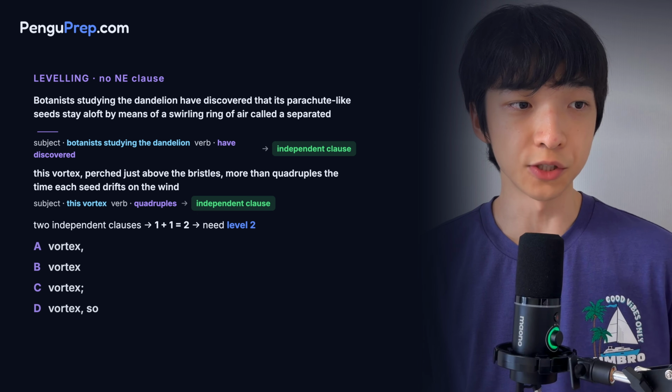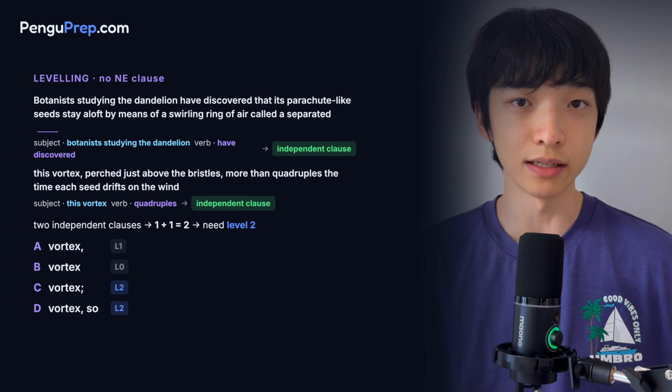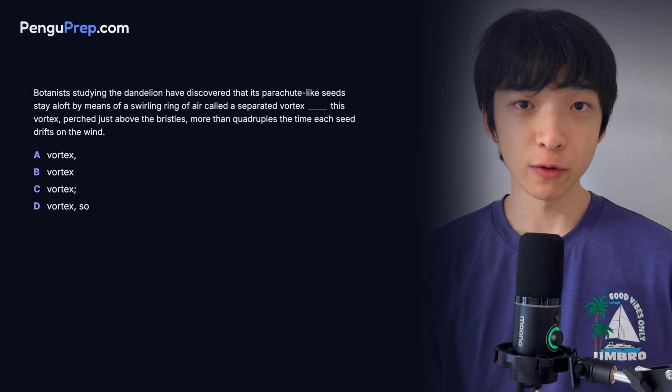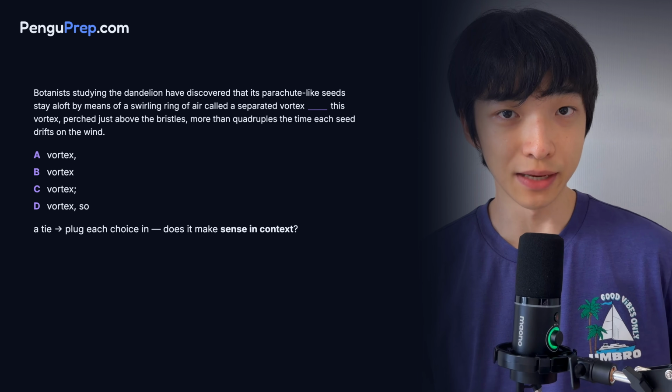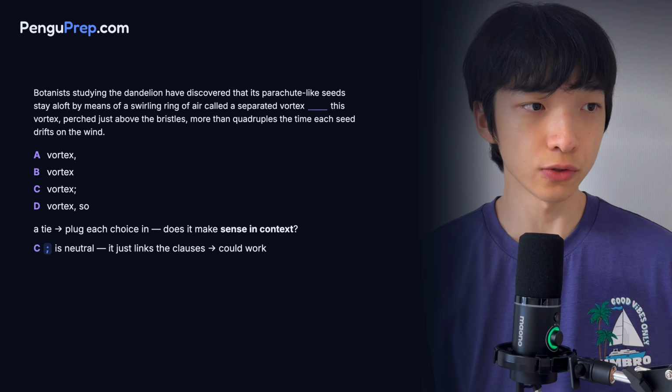Now going through the options, the two choices that could be correct are C and D. A semicolon and a comma plus FANBOYS are both level 2 punctuations. When we're left with more than one correct answer like this, we need to plug in the choices and determine whether they make sense in context. If you plug in a semicolon, it's pretty neutral, so it could work.